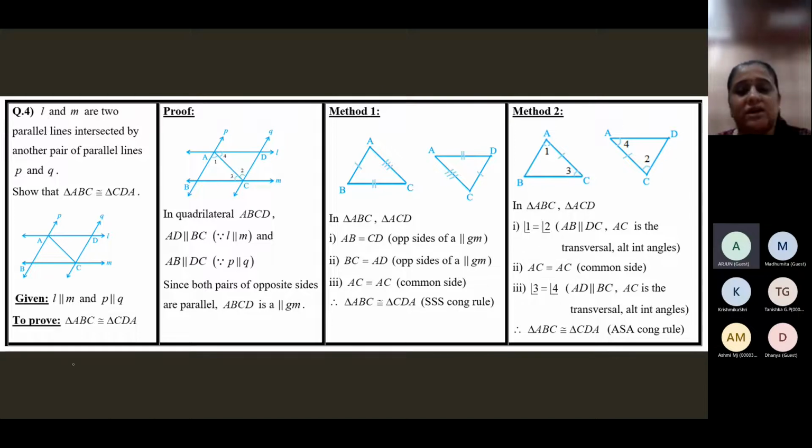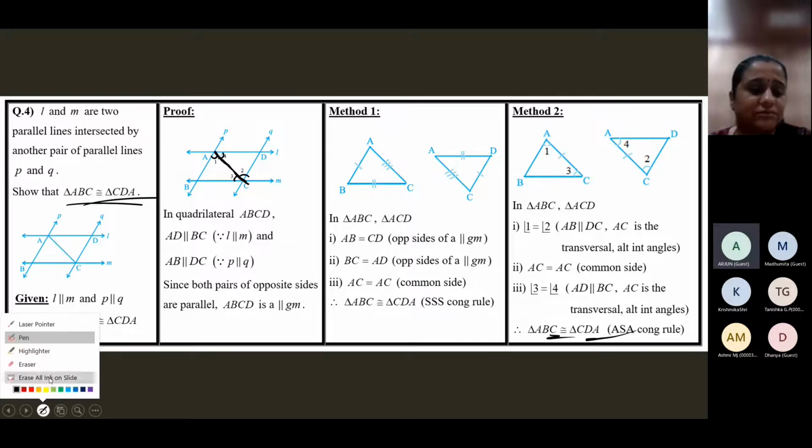So by ASA, two angles and the included side, the two triangles are congruent to each other by the ASA congruence criterion. Just write the same name and write the ASA rule.